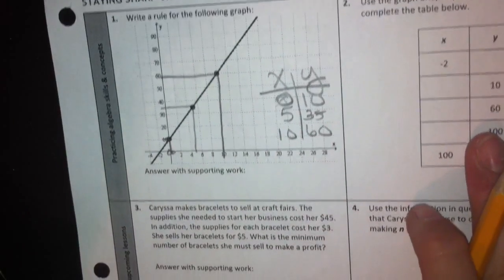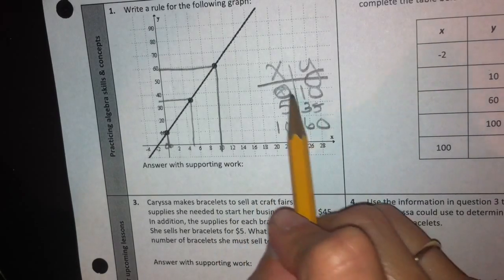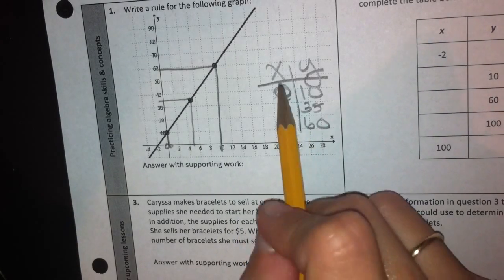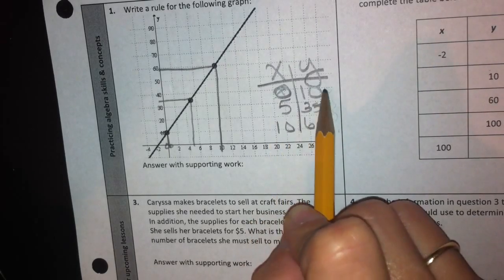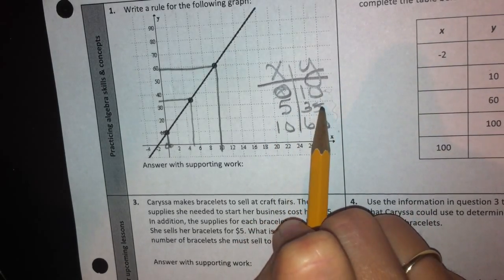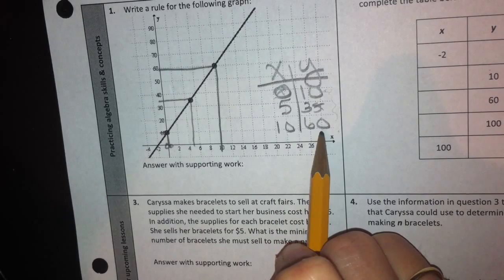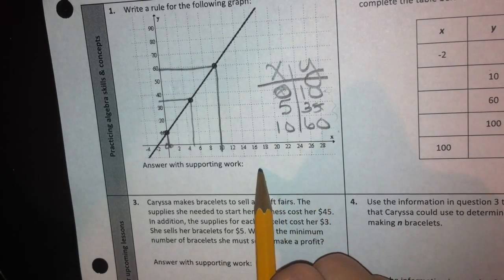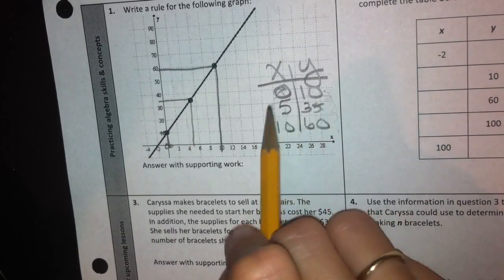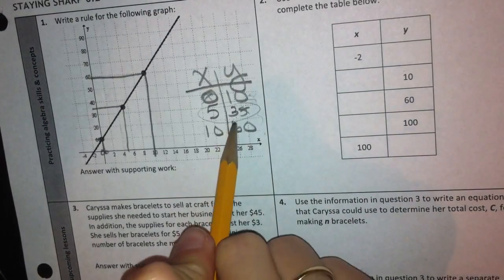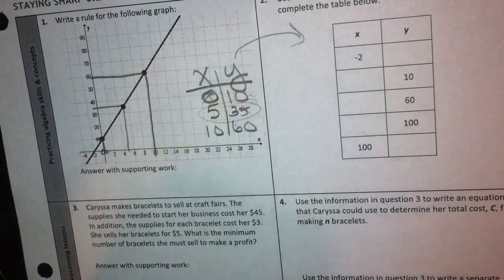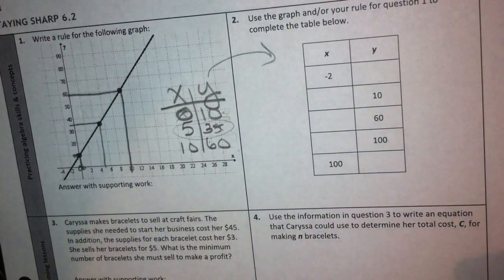Okay, well, here's what we've got to figure out. The X's are not in order like 1, 2, 3, so we can't use that little side thing. You've got to figure out, how do I get from 5 to 35? How do I get from 10 to 60? And you see which one works. Okay? Start with the 5 to 35 for me, and then we'll go from there. Now, once you get the rule for this one, use that rule to finish your table over here.